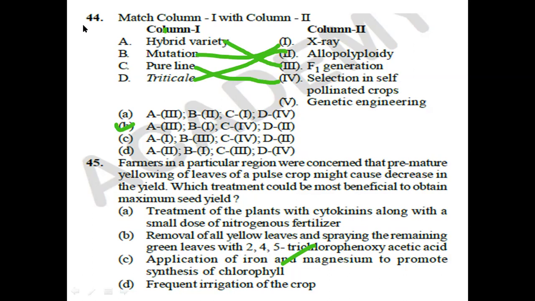Okay, so next is frequent irrigation of the crop. No, if I am applying iron and magnesium, that's sufficient enough in order to promote the growth of chlorophyll. Then automatically yellow coloring is going to be reduced. So these are the questions regarding strategies for enhancement. Now we will be discussing the next chapter.